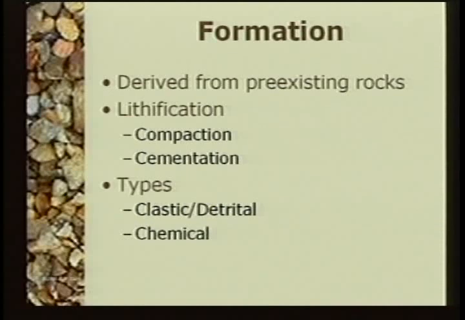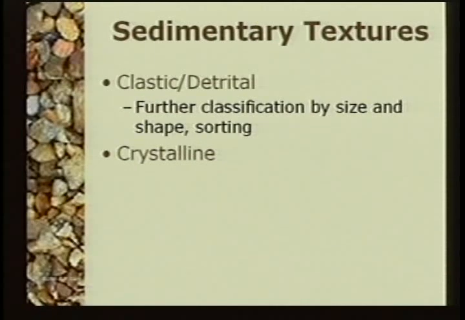We have a couple of different types of sedimentary rocks as well. We have clastic or detrital sedimentary rocks, and we can have chemical sedimentary rocks such as evaporites, inorganic, or if an organism was involved, we would have a biochemical sedimentary rock. Now remember, when we classify any type of rock, we look at two things, right? We look at the texture and we look at the composition. So let's start off with the texture.